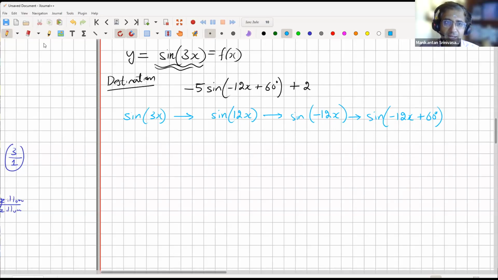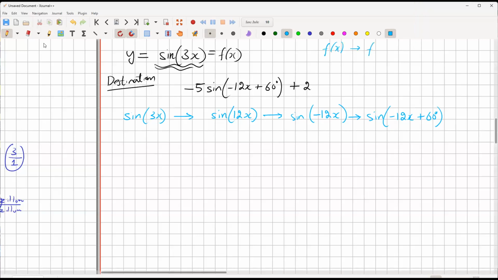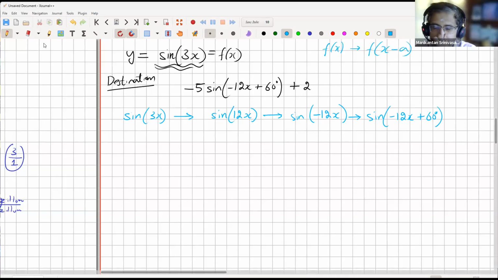Okay. That's the first answer everyone gives, and that's wrong. Can you guys all think why that's wrong? It seems very fair. We discussed, right? When we did f of x goes to f of x minus a, it's 60 degrees, or 60, doesn't matter. Don't worry too much about the degree part. Forget radians, degrees, and all that. Just imagine it's some function, and just focus on the number itself.